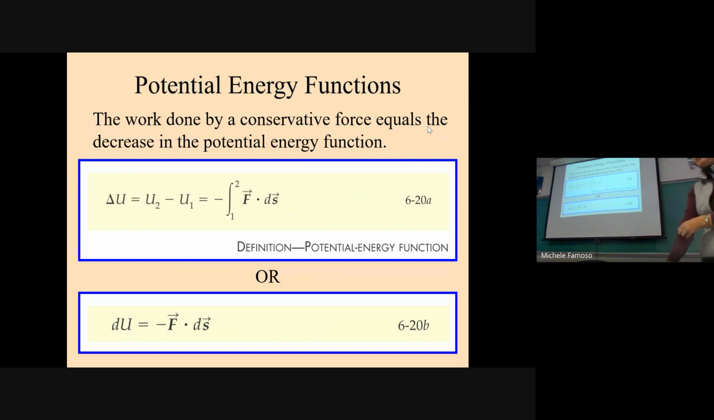All right, so now let's look at how we would find a potential energy function related to work. Hold on a minute.